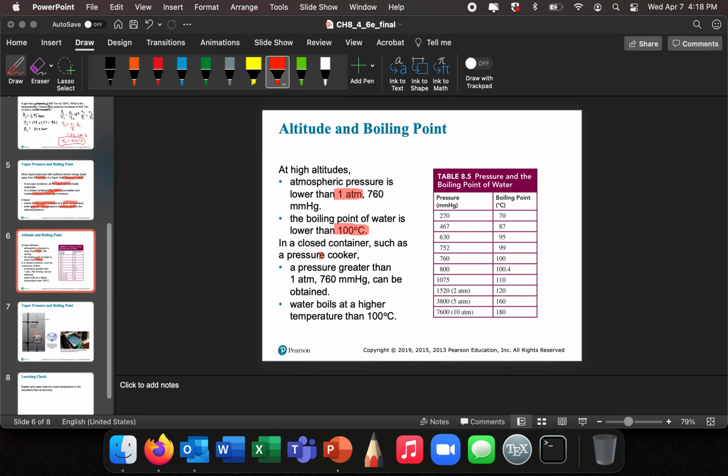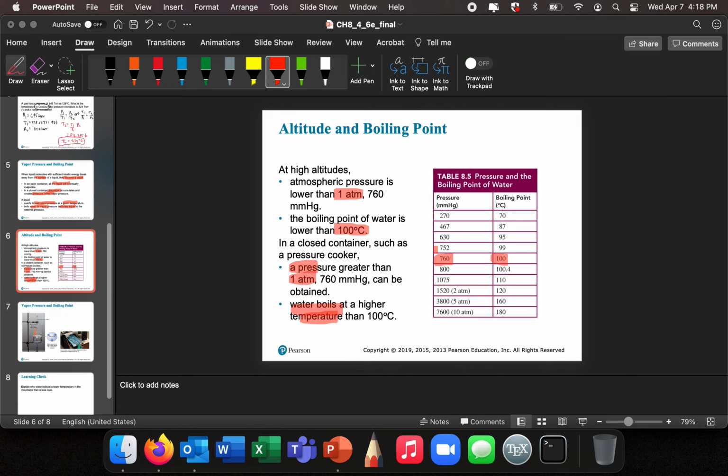In a closed container such as a pressure cooker, a pressure greater than 1 atmosphere is obtained, and water boils at a higher temperature than 100 degrees Celsius, okay? So if we have the pressure at sea level, pressure 760 torr, right, or 760 millimeters of mercury, the boiling point of water at sea level is 100.